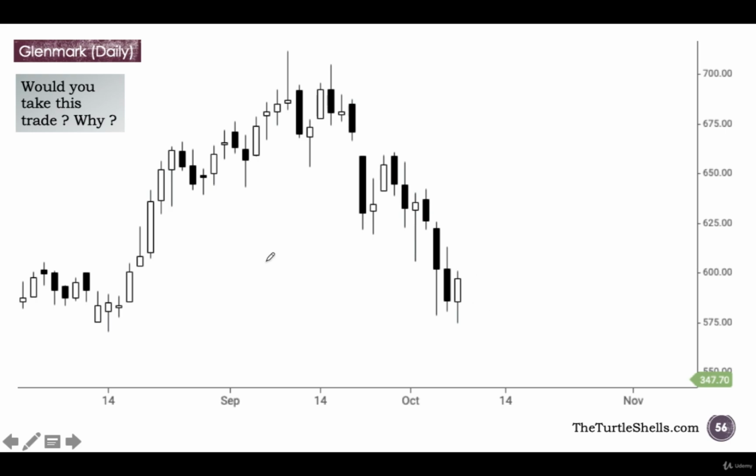Okay. So think about it. Would you take this trade? If yes, then why would you take this trade? If no, why would you not take this trade? If you would take this trade, where would you put your entry? Where would be your stop loss? What would be your profit target? So just pause the video, think about it, and come back to discuss it.